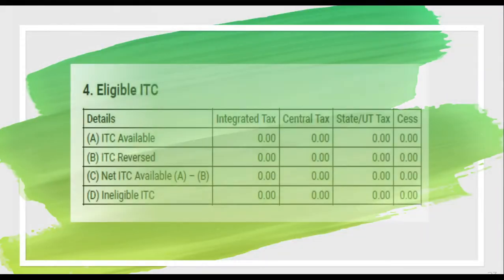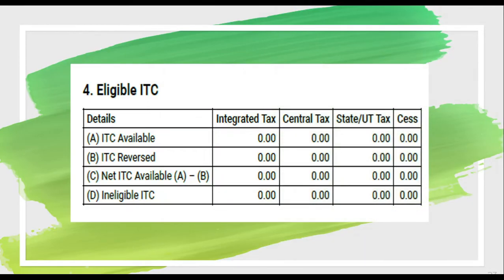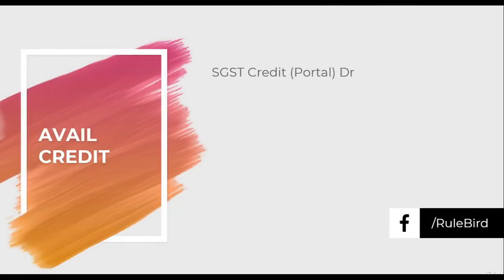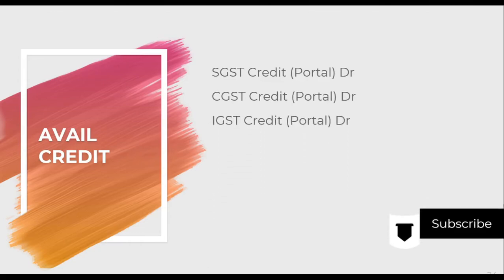Next, any figure mentioned in the eligible ITC means you have availed that ITC. Now the government knows that your ITC is this much. How can we pass the entry to avail the ITC? Let's avail the credit now. First, you need to debit the SGST credit portal account. See here we are debiting the portal account. It means I am taking the CGST credit, SGST credit and IGST credit onto the portal account.